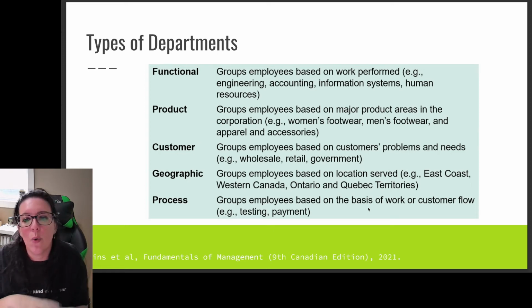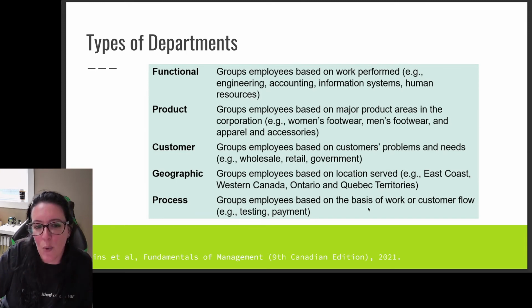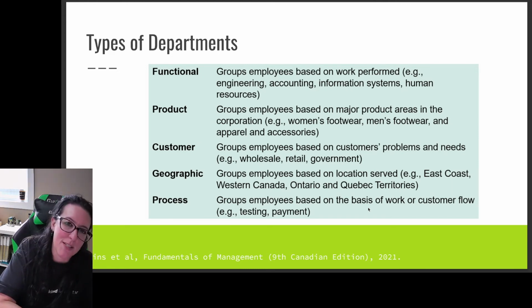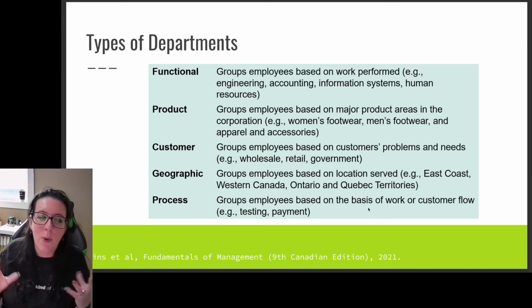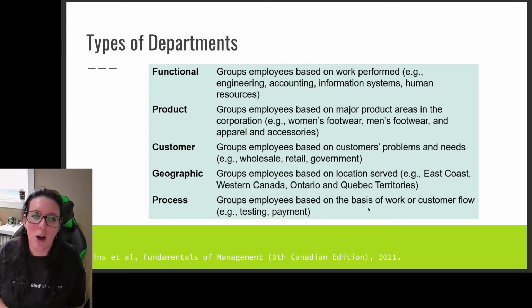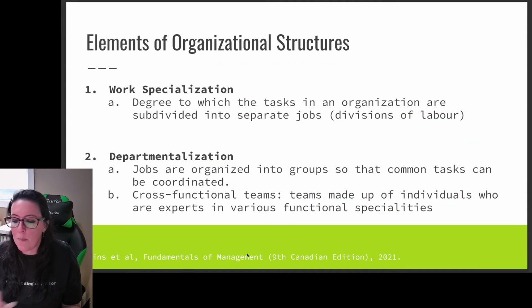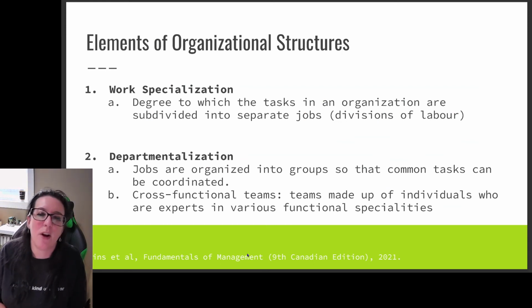And so their process flow, how they deal with the customers or how they deal with the work, is going to be different, right? In terms of what the set process is, where the customer is taken, and what services are offered to them. So we can set up by process, by geography, by customer, by product, or by functional area. Now, when it comes to departmentalization, what has become more and more popular is cross-functional teams.